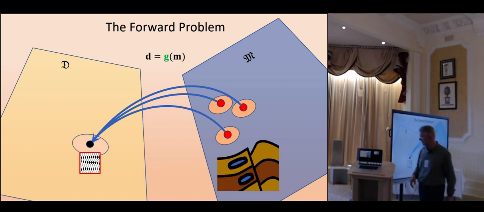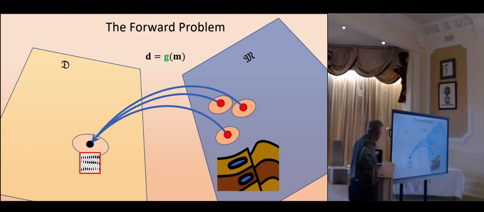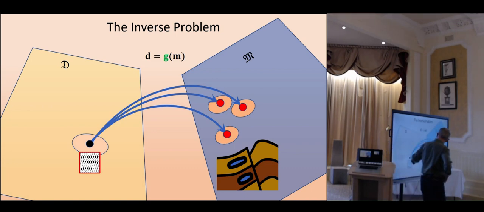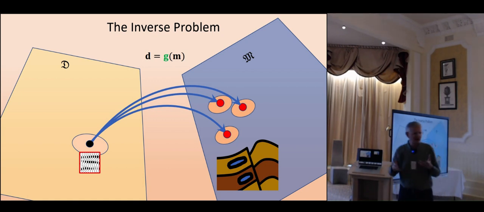And when we want to solve an inverse problem, of course, we want to go the other way. A good algorithm would take the data and then generate multiple solutions showing how many ways you can fit your data.